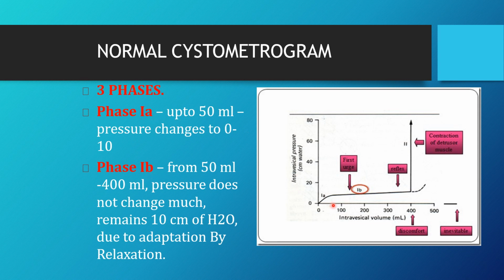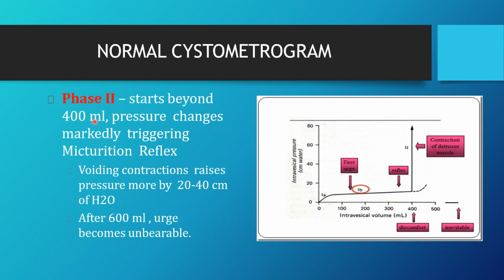In phase 1A, it is up to 50 ml. The pressure changes are recorded only from 0 to 10 centimeters of water. And phase 1B is from 50 to 400 ml. This entire plateau, the straight phase, is phase 1B. Pressure does not change much and remains at the level of 10 centimeters of water. You can see 10 centimeters is maintained throughout phase 1B, and this is because of the adaptation or plasticity property of the bladder. So the bladder wall relaxes however much the volume increases, up till 400 ml.